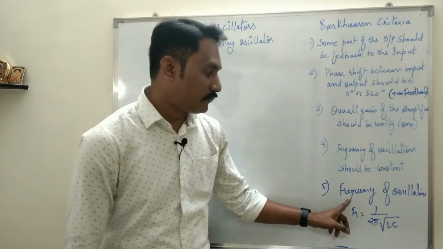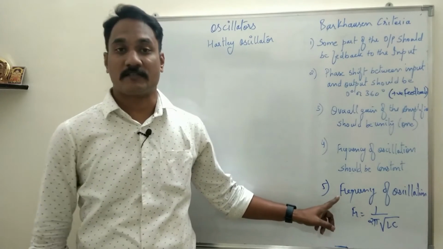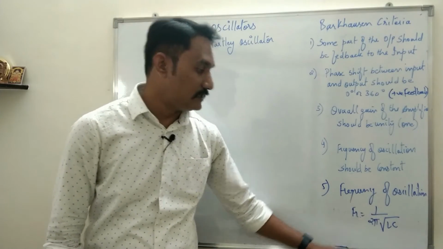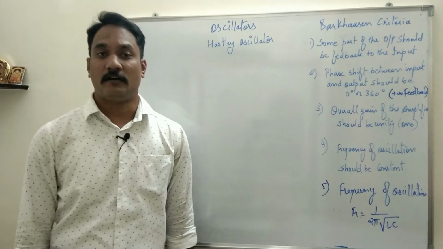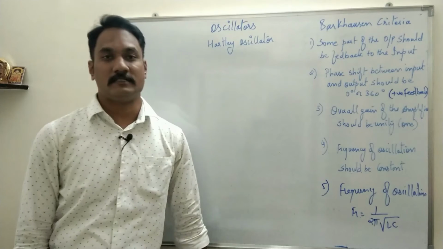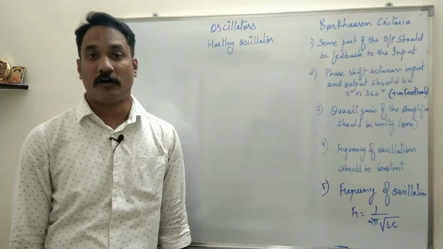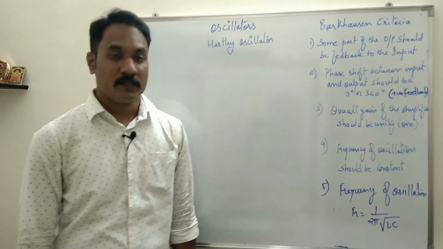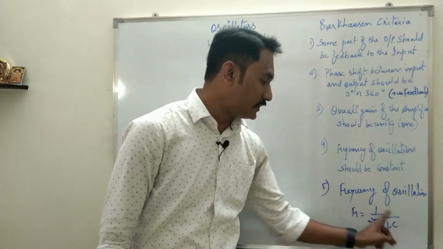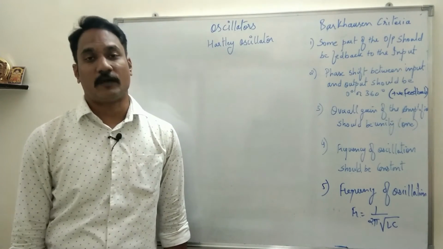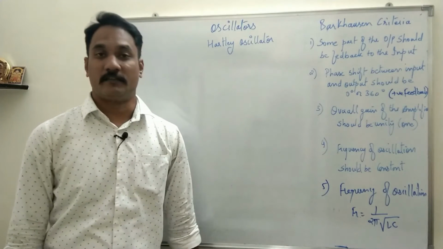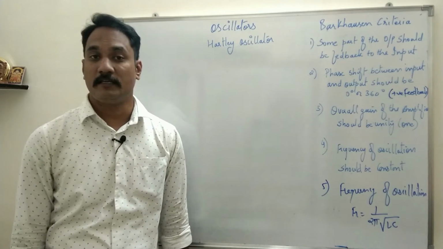Of course, for the LC circuit which we have studied, the frequency of oscillation, you can read in any book for any oscillator circuit, is given by 1/(2π√(LC)). In this equation the frequency of oscillation depends on the values of L and C. If you keep those values constant, the frequency of oscillation will be kept constant.